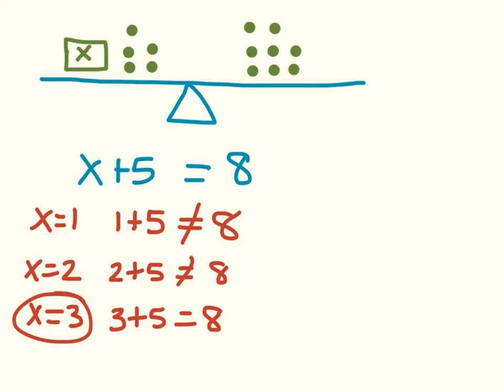Another way is to use mental math. X plus 5 equals 8. I bet the answer for x popped right into your head, because I bet automatically you use mental math to think, how much less than 8 is 5? Well, 3, right? So you probably automatically came to the conclusion that x equals 3, because 8 minus 5 equals 3.